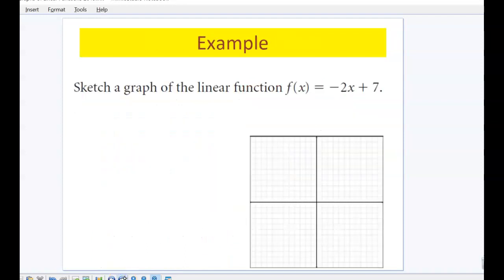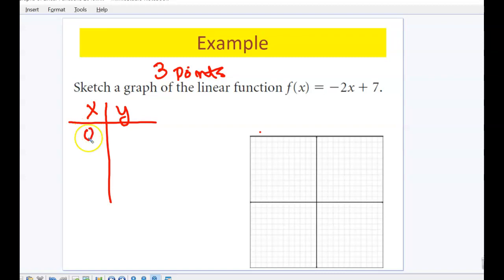Okay, so now we want to sketch a linear function, and there's a couple of ways we can do this. Number one, we could make a table of values, and I would suggest if we make a table of values to use 3 points to sketch the graph. So let's use a table of values. The first point I'm going to pick is 0. If I plug a 0 in for x, negative 2 times 0 is 0 plus 7 is 7. If I plug a 1 in for x, negative 2 times 1 is negative 2 plus 7 is 5. If I plug a 2 in for x, negative 2 times 2 is negative 4 plus 7 is 3.